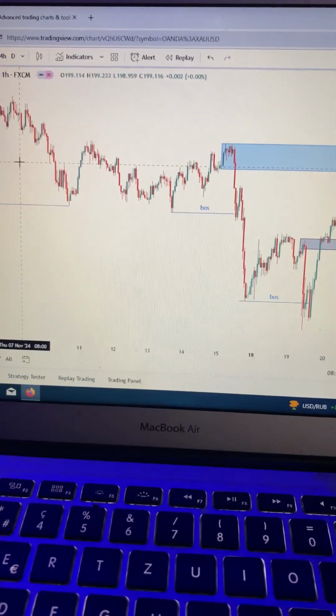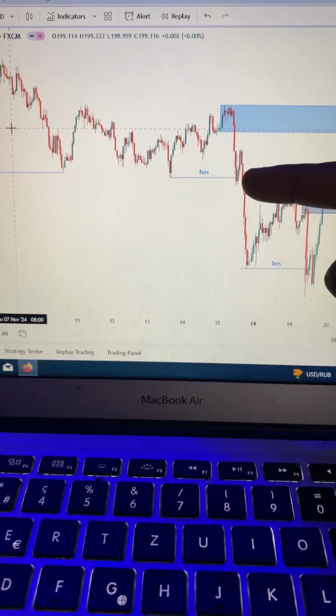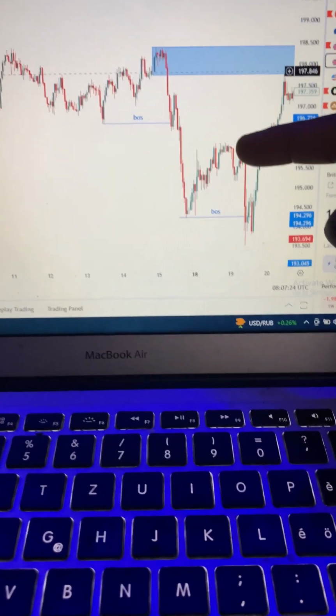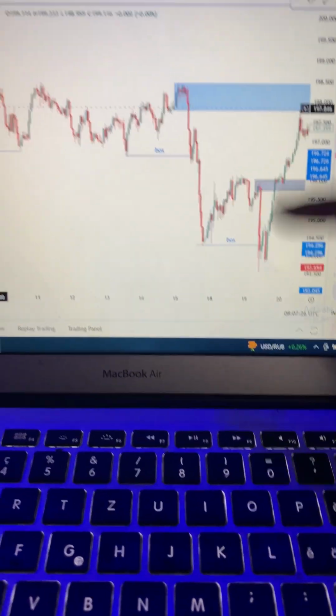The market goes down. You see, this is a downtrend. This is a break of structure here to the downside. Price gives us a pullback. This is another break of structure here to the downside. Now the market did go down.